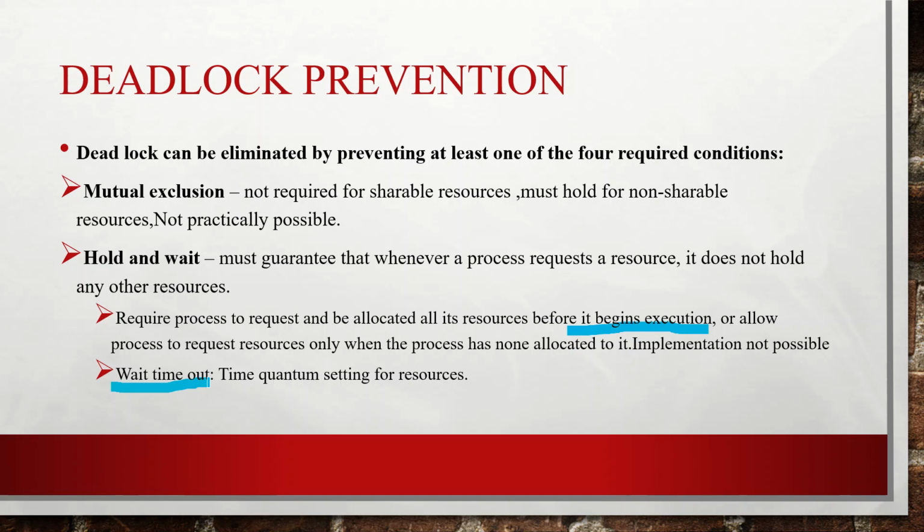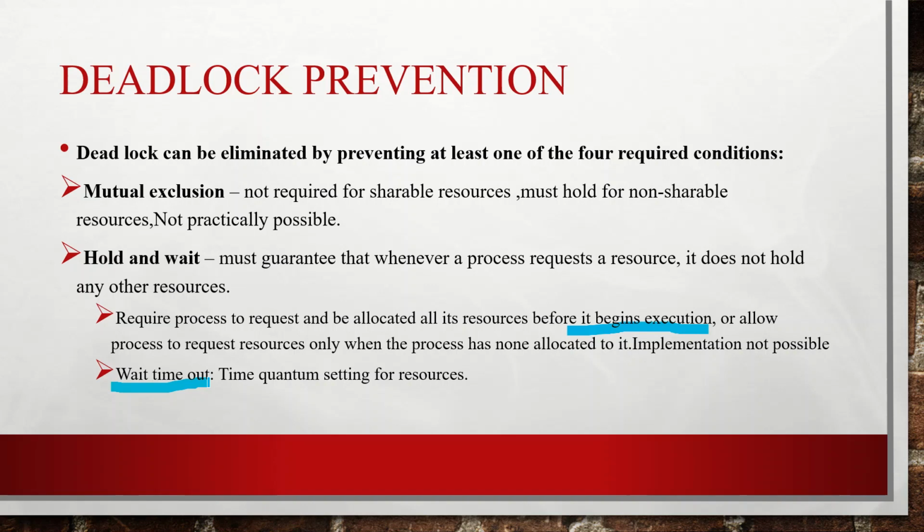Another practically possible method is wait timeout. We set some time for each resource. Once a process P1 is allocated a resource R1, or a printer, we set a time quantum of 5 minutes, meaning that process can use that printer for only 5 minutes. After 5 minutes, it is deallocated from process P1, and it is allocated to another process that is waiting for that resource. That is how you can remove the hold and wait condition.